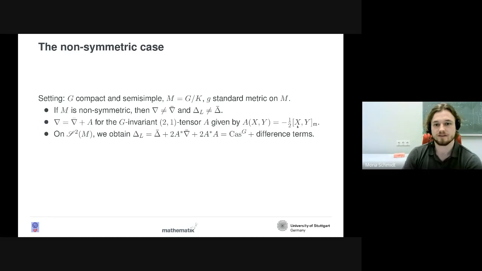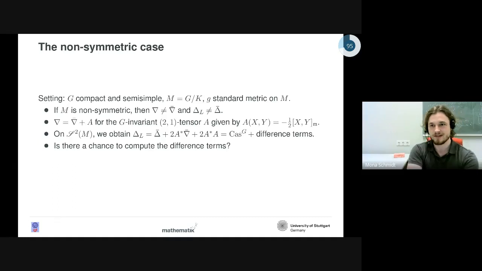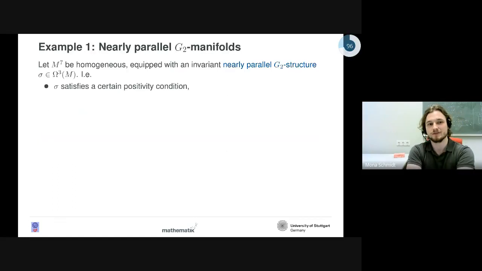With this tensor A, we can write the Lichnerowicz Laplacian in terms of the standard Laplacian. So we have these two different terms. This is a first order differential operator, and this is some constant terms. So in essence, recall this here is still the Casimir operator, and these are some pesky difference terms that we don't really know much about yet. Okay, so do we have any chance to compute these difference terms?